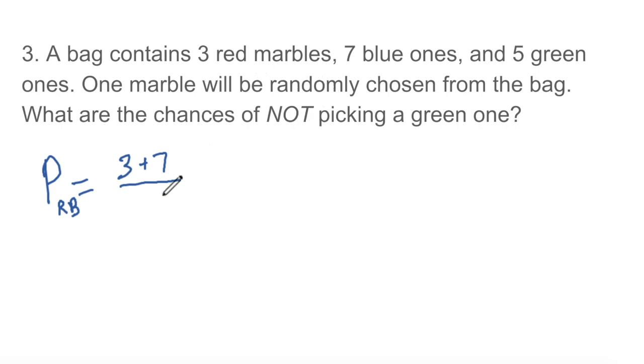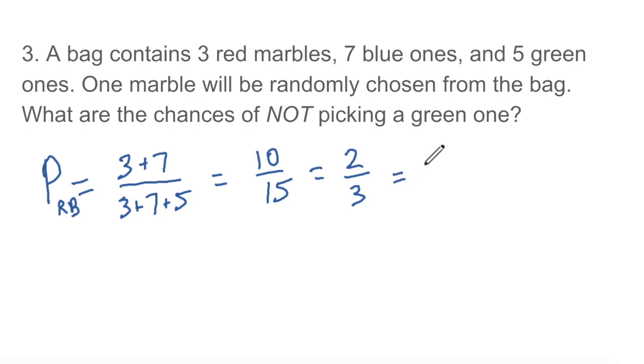And the number of total outcomes goes on the bottom. So 3 plus 7 plus 5, because those are all the marbles in the bag. We add these up and we get 10 over 15. So the probability of not picking a green one is 10 over 15, and we can reduce that. Top and bottom are both divisible by 5. So we get 2 over 3, and that is equal to 66.7%. So that is the probability of not picking a green marble.